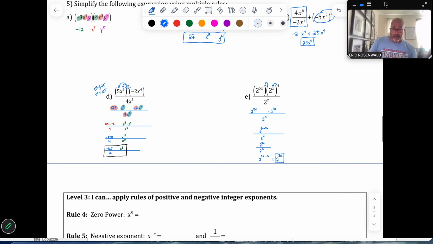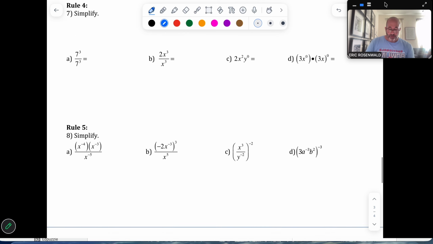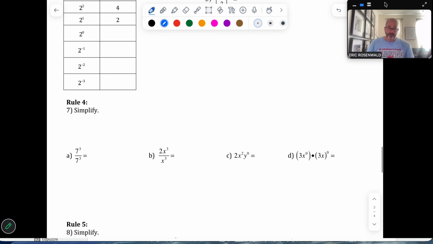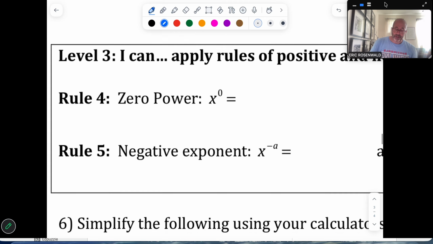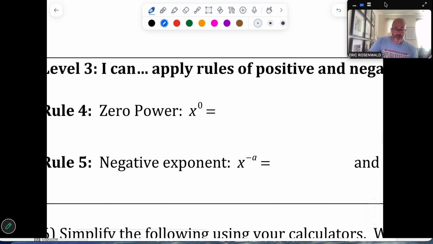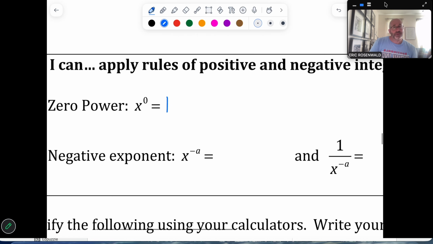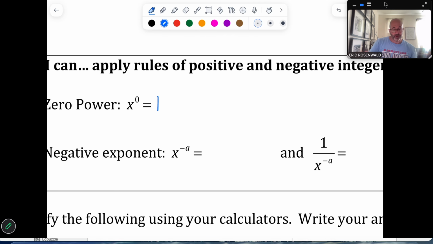Okay? All right, so let's talk about a couple of other rules before we jump into some bigger problems here, okay? So first off, anything to 0 power. Anything to 0 power is always going to equal 1. That rule is actually derived from your previous rule, the quotient rule.